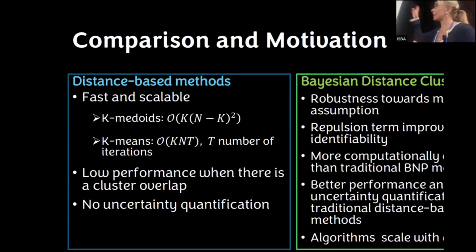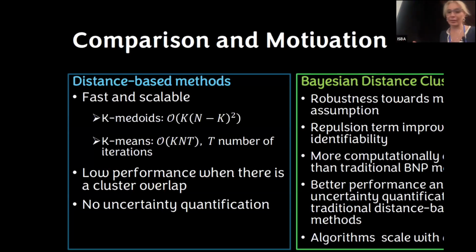if you use standard distance-based methods like k-means and k-medoids, they are quite fast and very scalable. For example, the complexity of k-medoids is of the order k times (n minus k) squared. Obviously, k-means is simply k n t, where n is the number of observations, t is the number of iterations, and k is the number of clusters. So people use them in practice because they're very fast and they work in high dimension, in the sense that they give you a result.